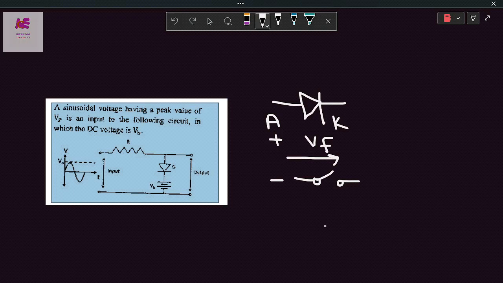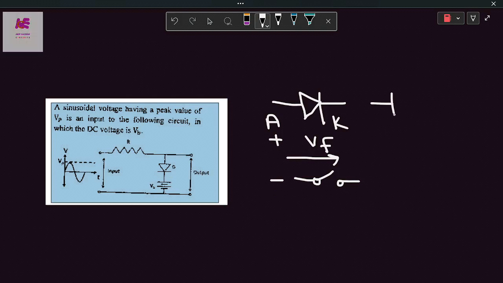I mean to say, if the input voltage is positive at the anode terminal, the diode will be in forward biasing. If the input voltage is negative, the diode will be in reverse biasing. The basics of diode, its forward biasing, reverse biasing, and also the cut-in voltage, I explained in previous videos. I am providing the link in the description box.